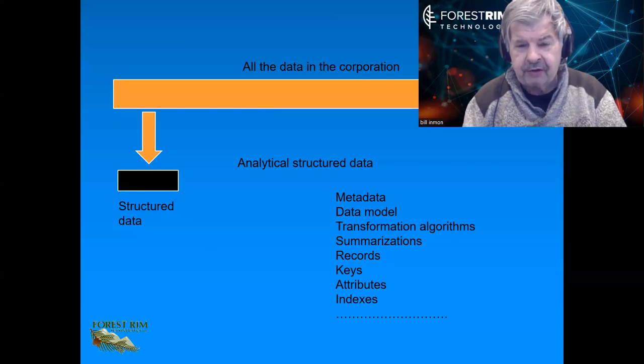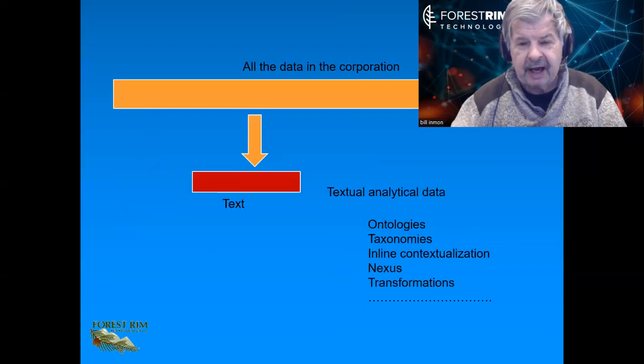So when I look at my structured environment and I look at the need for an analytical interface, what do I find? I find that I need such things as metadata, a data model, transformation algorithms, summarizations, records, keys, attributes, indexes, and so forth. This is the kind of information that I need when I'm dealing with classical structured data. And this is what's going to be going into the analytical infrastructure.